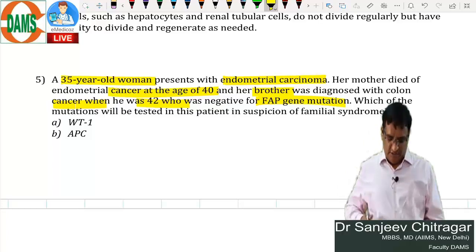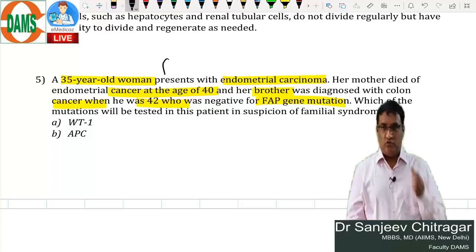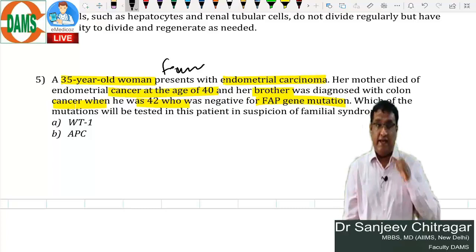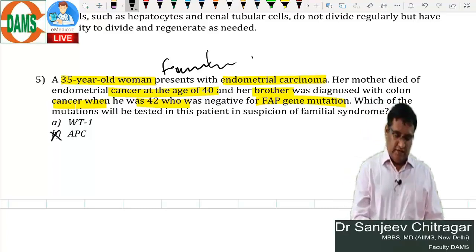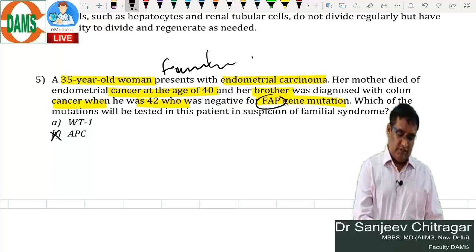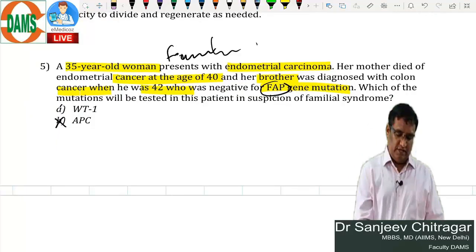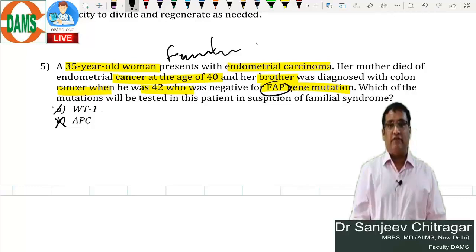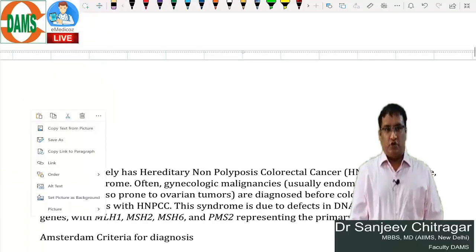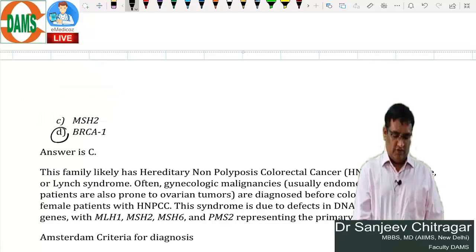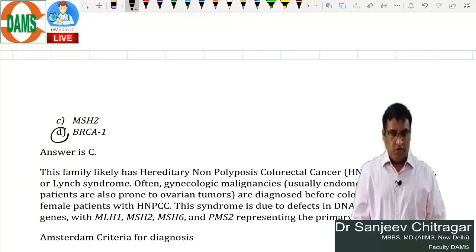So basically from this history itself, I can tell this is a familial carcinoma. Which familial carcinoma? We have to check that. It is familial. And is it because of APC? No, because FAP mutation was negative. WT1 also is not the answer. WT1 is associated with Wilms tumor, so it is nothing to do with Wilms here. So that is also not the answer. MSH and BRCA. BRCA mutation can be associated with endometrial carcinoma, but is commonly associated with breast as well as ovarian. So that is also not the answer.